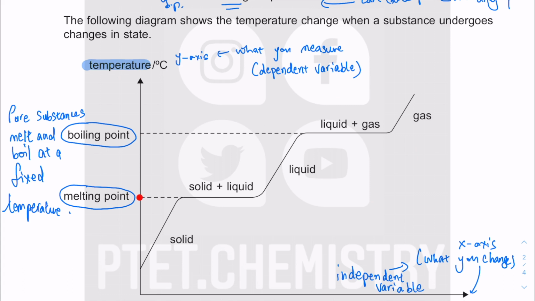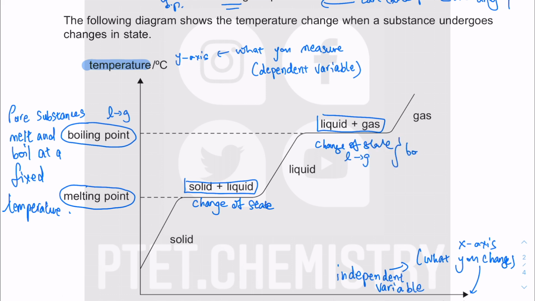Melting point is the temperature at which the solid melts, the solid turns to liquid. That's why you have both solid and liquid, because this is the change of state. The horizontal line there is the change of state. Boiling point is the temperature at which the liquid boils, liquid turns to gas. That's why you have liquid plus gas. Again, this is the change of state, liquid to gas.